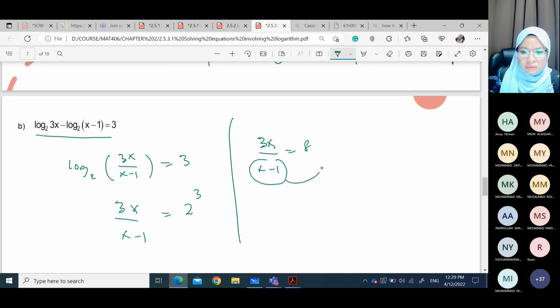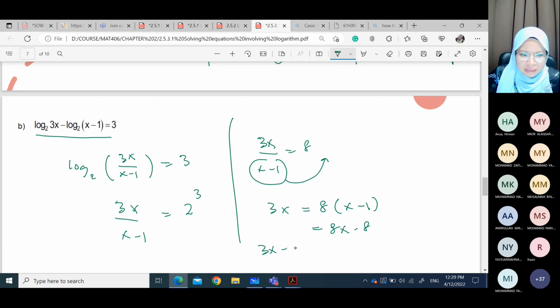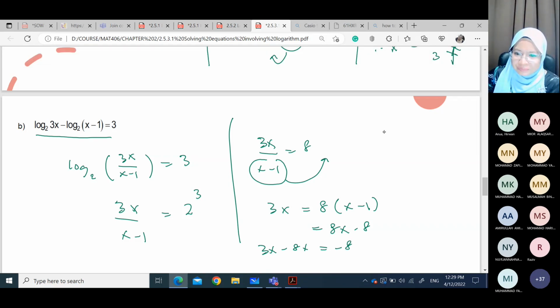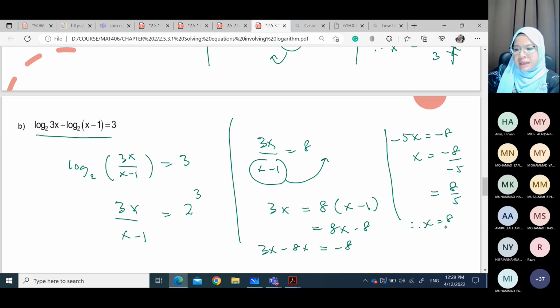Kita bawa x minus 1 di other side. So 8 darabkan dengan x minus 1. We have 8x minus 8. 3x minus 8x equals to negative 8. Okay. Selesaikan. Dan kita dapat negative 5x equals to negative 8. Negative 8 over negative 5. Okay, so ini nilai x.